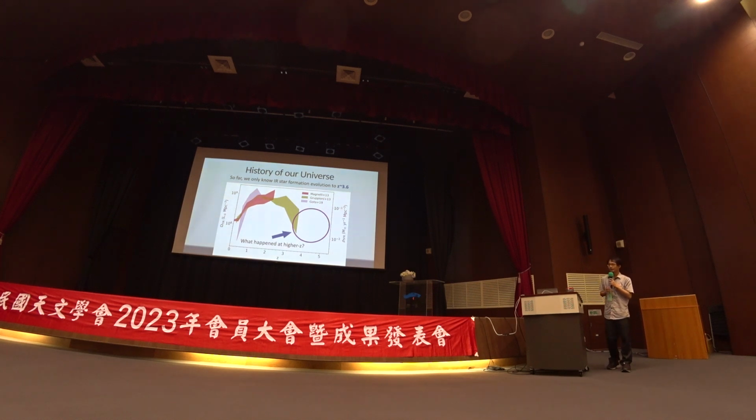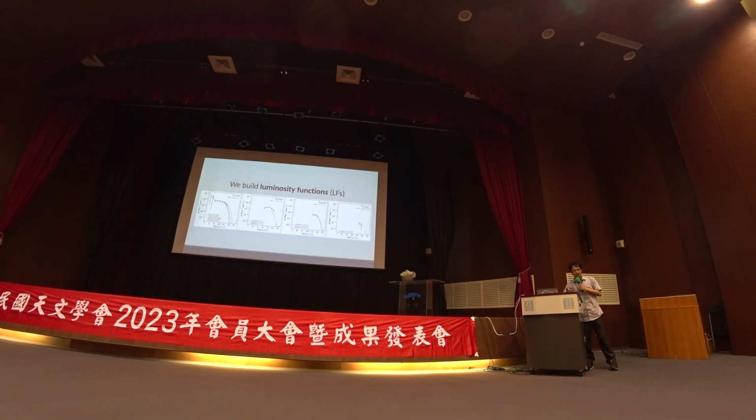So for now, we only know the evolution of the luminosity function to redshift 3.6. But how about the higher redshift, other than 3, 4 or 5? We never know. So in this work, we use JWST to explore this unknown region. But how to do it? We use the luminosity functions.